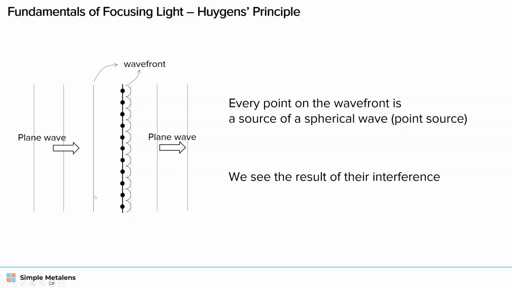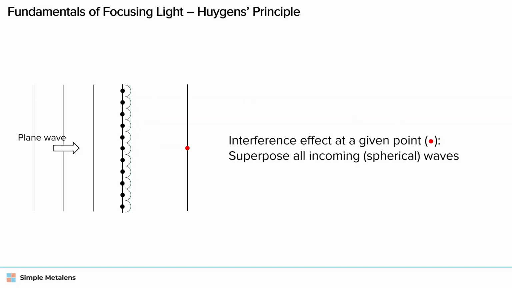and these vertical lines are wavefronts. If we zoom in on one of the wavefronts, we have infinitely many points, and each of them is generating a spherical wave. And what we see in the propagating wave is the result of their interference. The interference effect at a given point in space can be obtained by superposing all these incoming spherical waves.